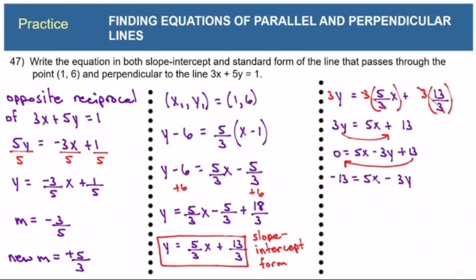And now, just to make it look right, I'm going to put the x and the y on the left and put the constant on the right. So we'll have 5x minus 3y equals negative 13, and that is our standard form.